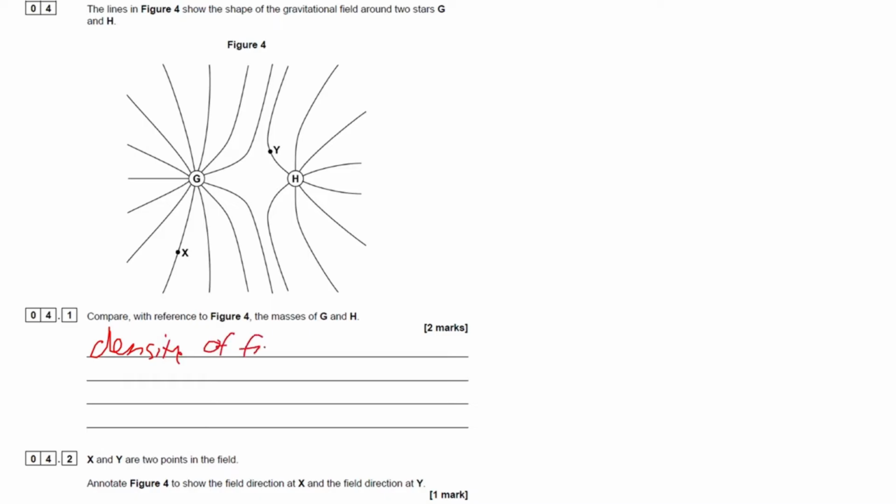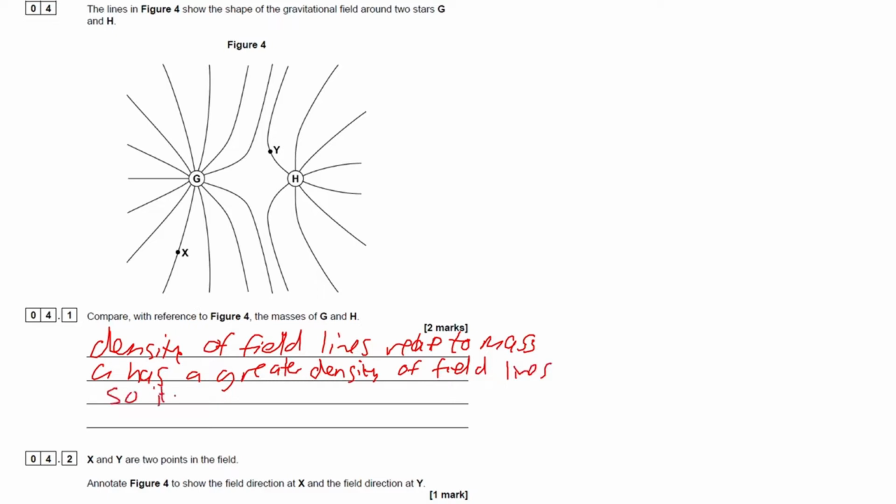First of all, you do need to relate to the field lines, so we say density of field lines relates to mass, and we can see that G has a greater density of field lines, so it has a larger mass.